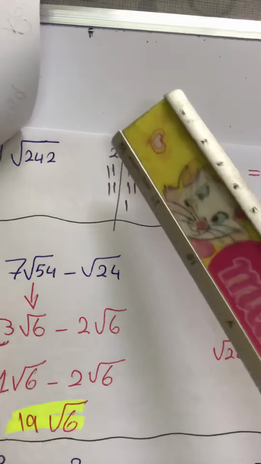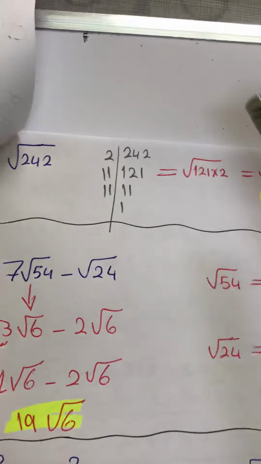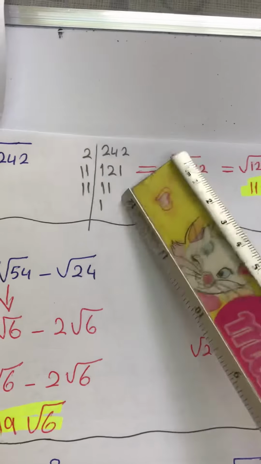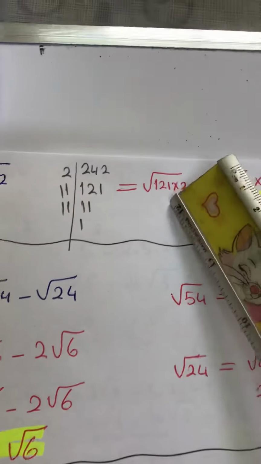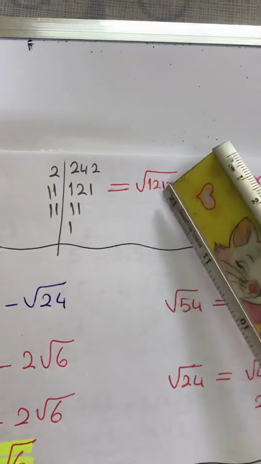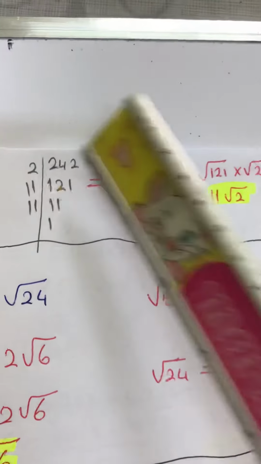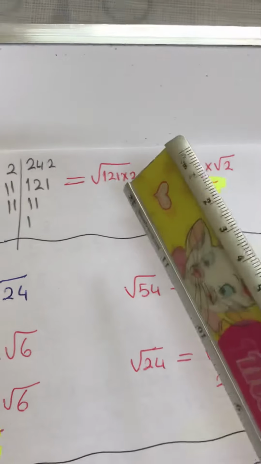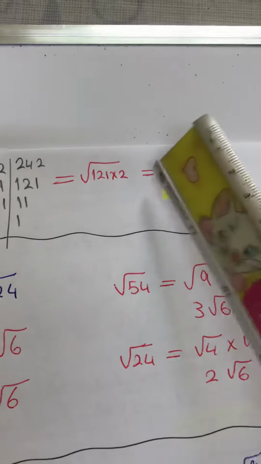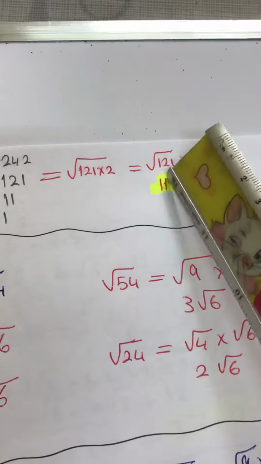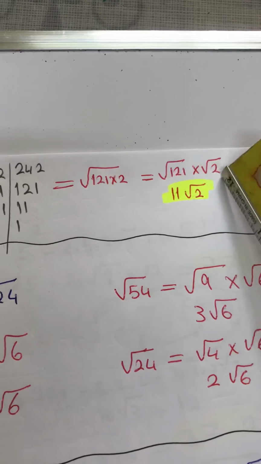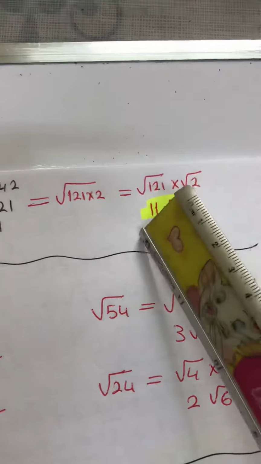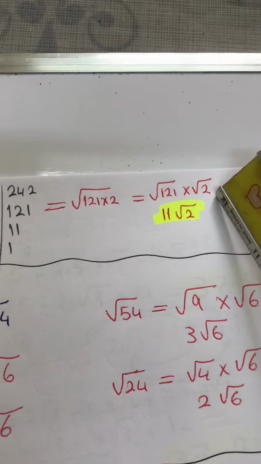So what are the factors of 242? I can write them under the square root. We can make it as 121 multiplied by 2. Okay, no need to complete here because I can split them into two square roots. Square root of 121 times the square root of 2. Square root of 121 equals 11. So it will be 11 square root of 2.